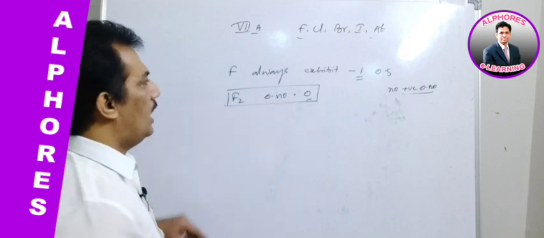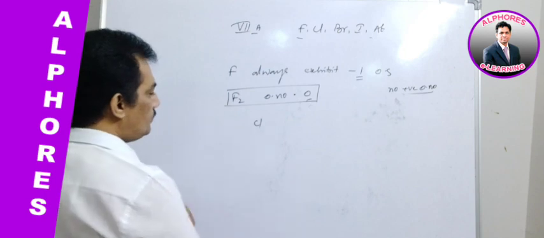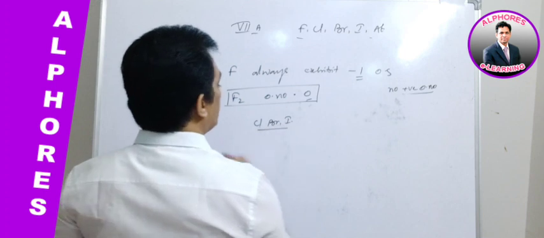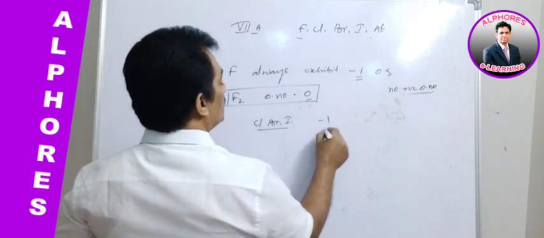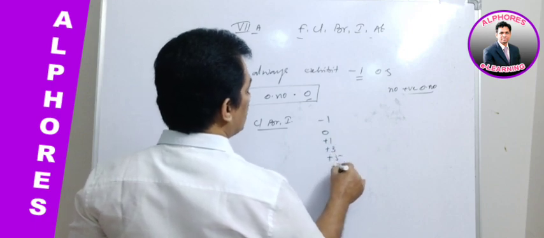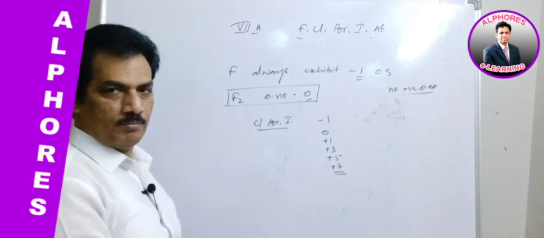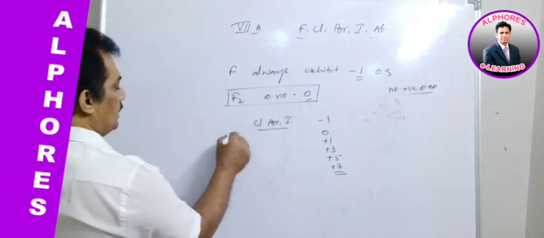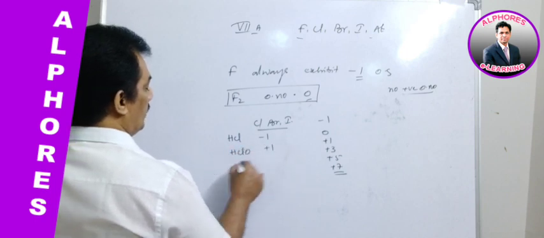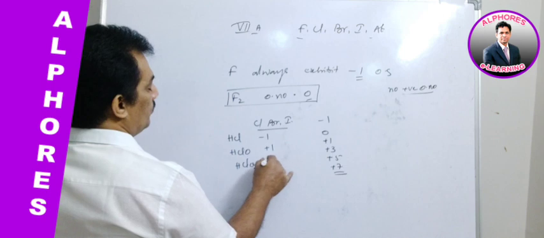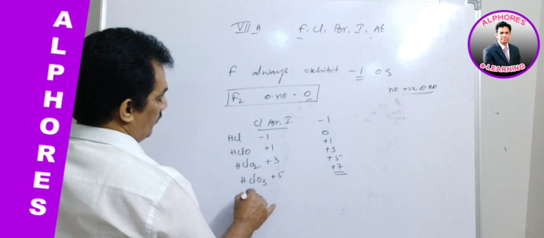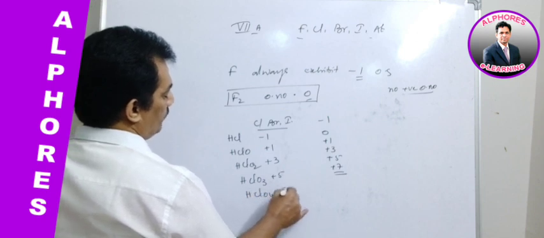Clear? Like that. And now coming to chlorine, bromine and iodine, all these three can exhibit -1, 0, +1, +3, +5, +7 oxidation states, with +7 the maximum. Let me give the examples for this: HCl -1, HClO +1, HClO₂ +3, HClO₃ +5, HClO₄ +7.